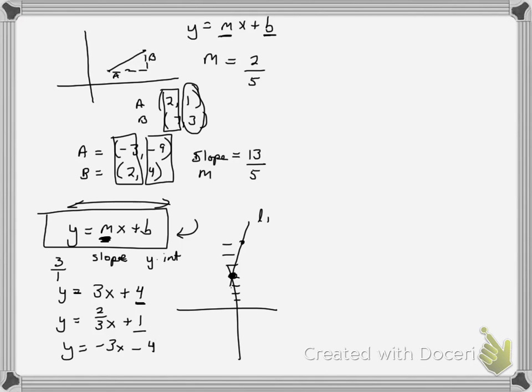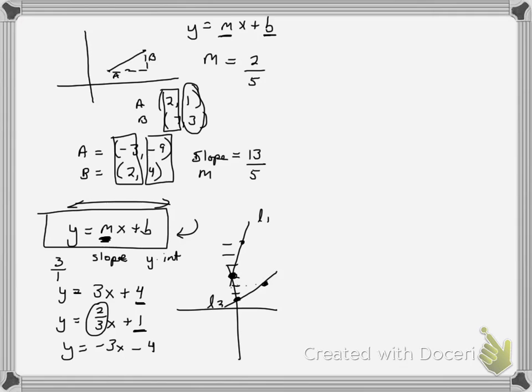For the second one, you start at where it crosses the y-axis. It starts at 1, that's my first point. Now my slope is 2/3. The numerator represents the y change, so I'm going to go up 2, and the denominator represents over 3. Up 2 over 3, and there's my second point, and there's my line 2.